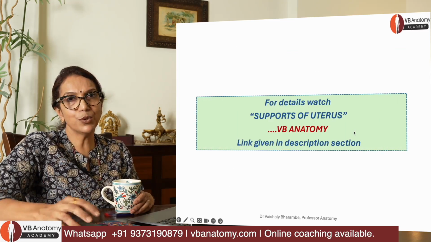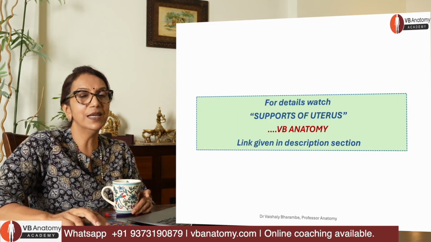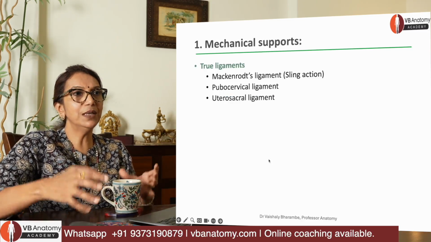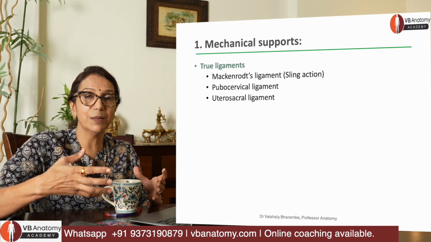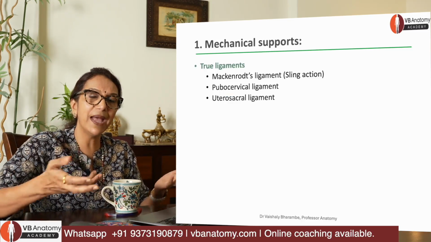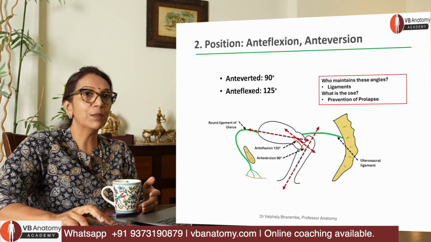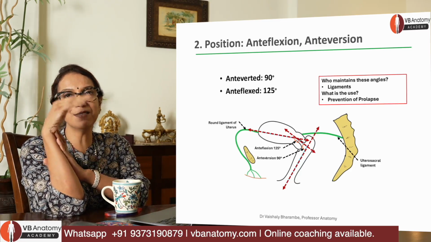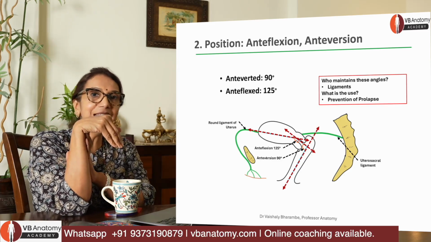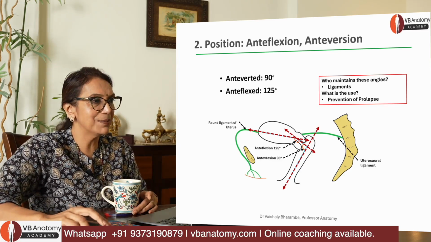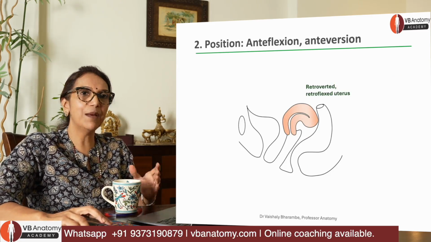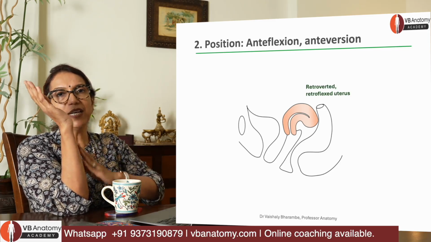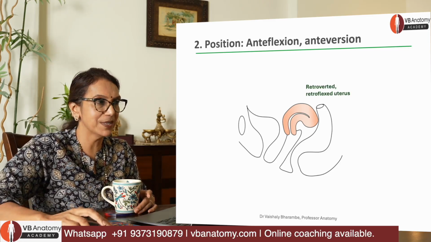There's a separate lecture on supports of the uterus which gives all of this in much more detail. Please feel free to access that to learn more. In mechanical supports, remember the ligaments that we talked about, the true ligaments: the pubocervical, the uterosacral, the Mackenrodt's are effective. Positional supports, you have your round ligament. Again, for one last time, the action of the vagina, cervix and uterus falling forwards, maintaining the angle necessary for preventing a prolapse. So this is just to tell you what happens when the uterus retroverts, how retroversion helps to straighten the angle and therefore assists prolapse.